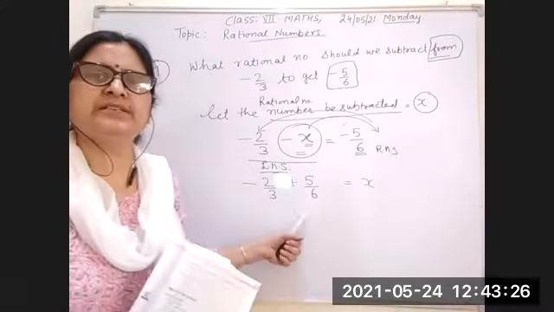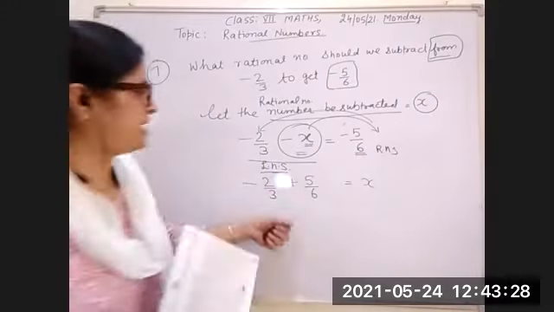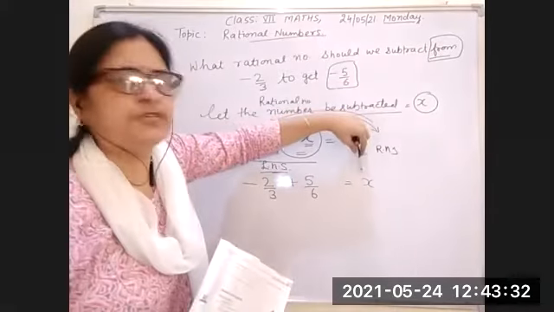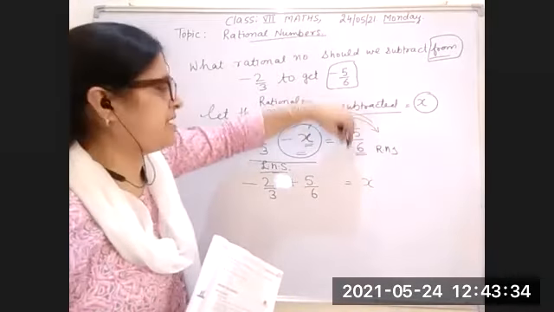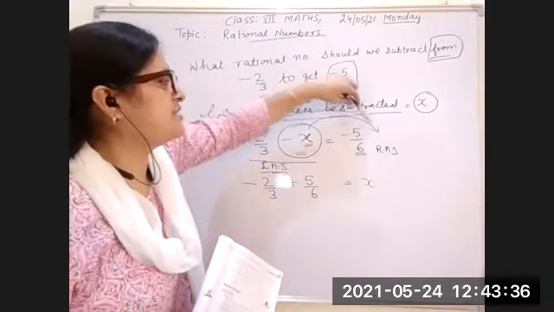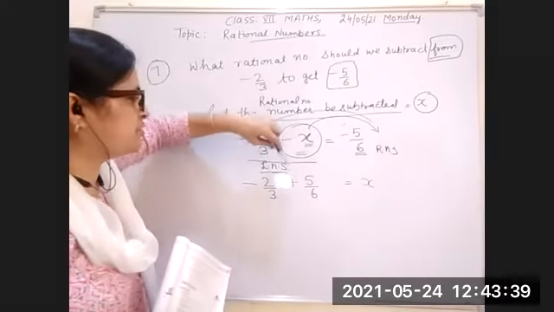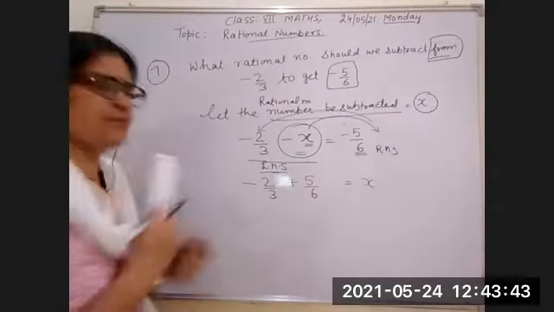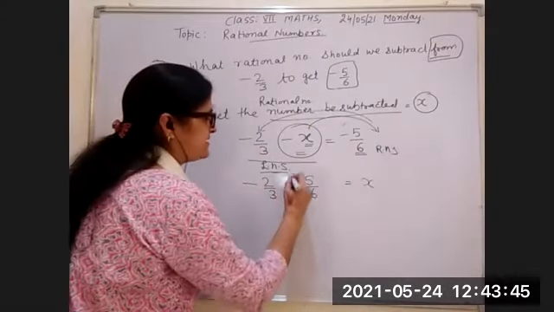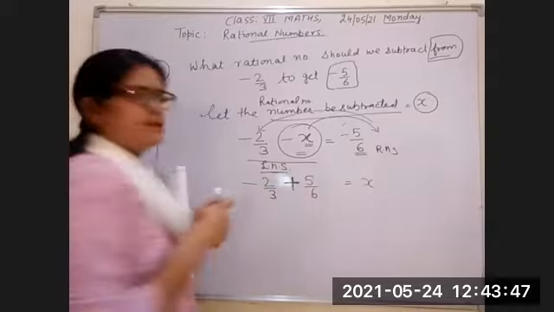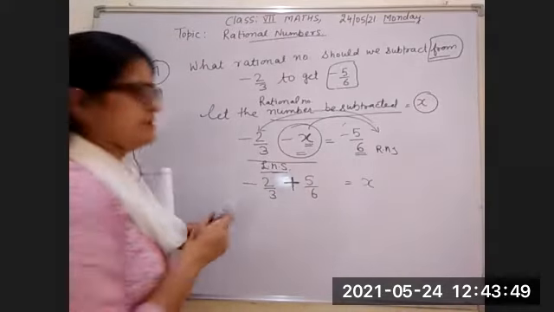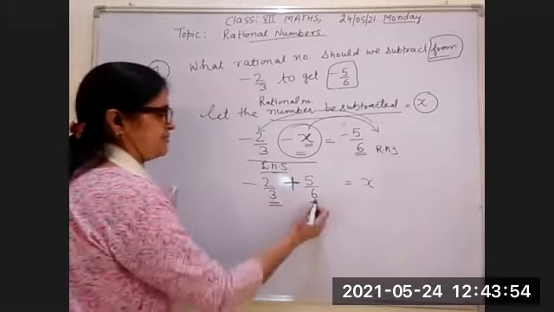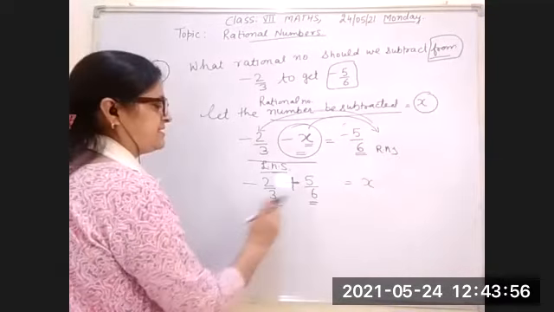Again, I am repeating this part. When you transpose minus x on the right hand side, it becomes plus x. And if you transpose minus 5 upon 6 on the left hand side, it becomes plus 5 upon 6. Okay. Here the plus sign is given. Okay. So how will you add these two rational numbers now? This is not an integer, this is a rational number.